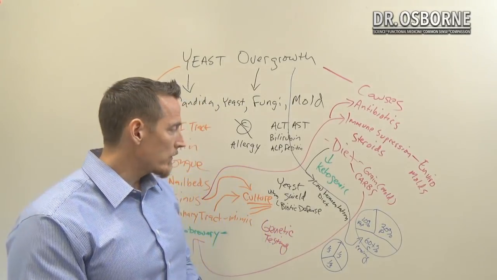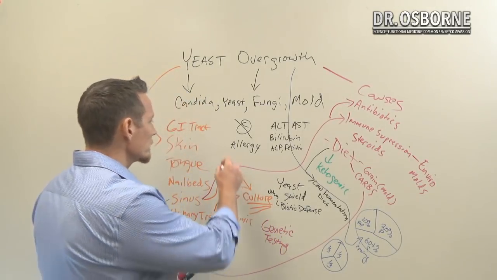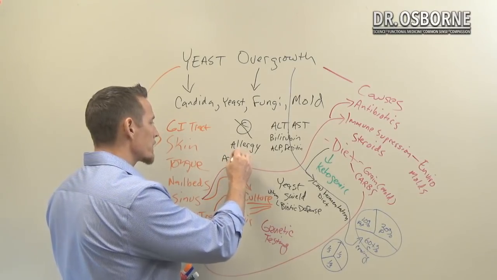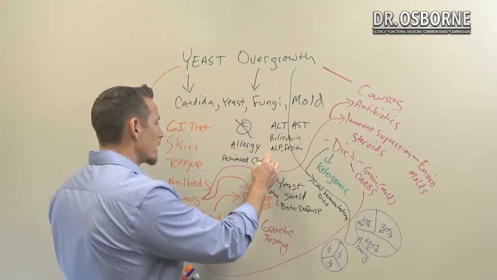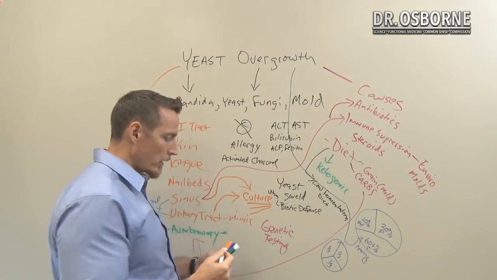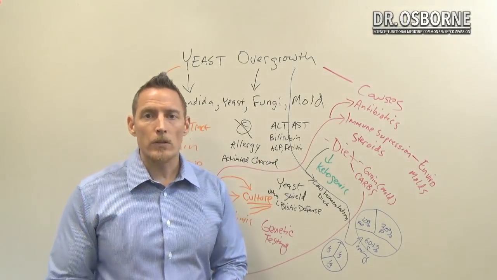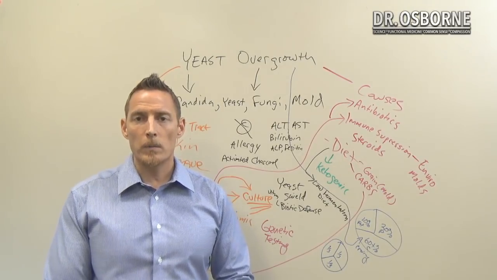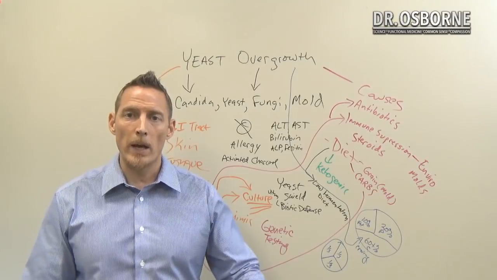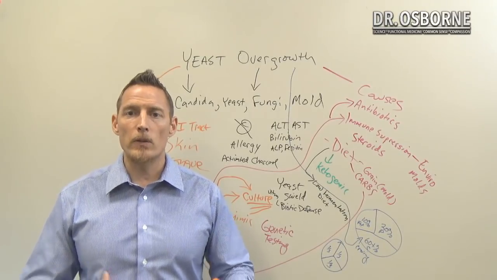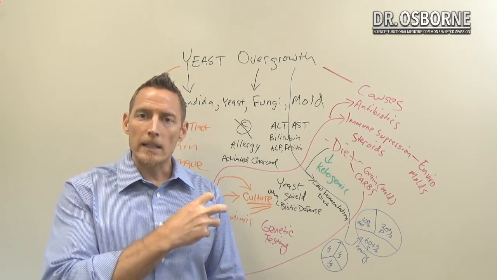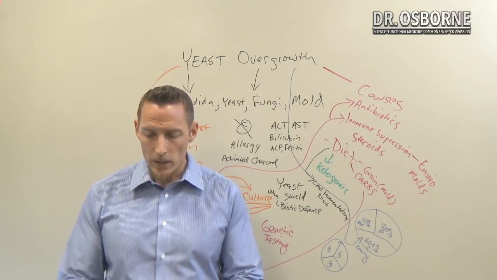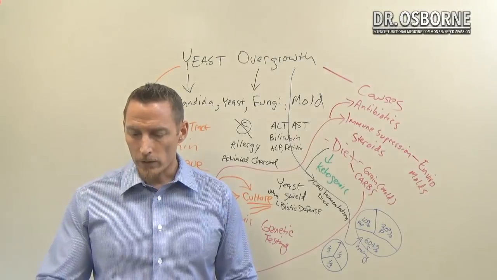One of the things that you can do to reduce die-off is taking activated charcoal. It can be a very effective way to reduce the symptoms of die-off. If every time you try to go on a yeast-free diet or try to supplement, you feel totally horrible, you're in bed with a flu, you can't get up and you feel awful, you might consider adding activated charcoal to what you're doing. It might help that become a little bit more effective for you.